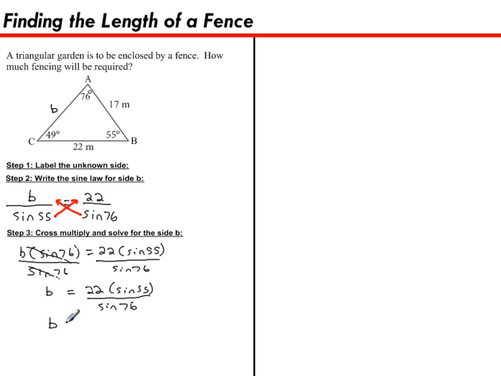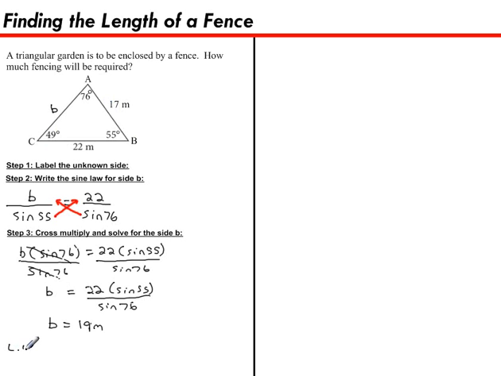So side length B we found to be 19. And don't forget your units. That's important because all side lengths are in meters. We'll stick with meters for side B. Now, unfortunately, we're not quite done. Even though we found this side to be 19 meters, the question wants to know how much fencing is required for the whole garden. So we have to add up all three sides.